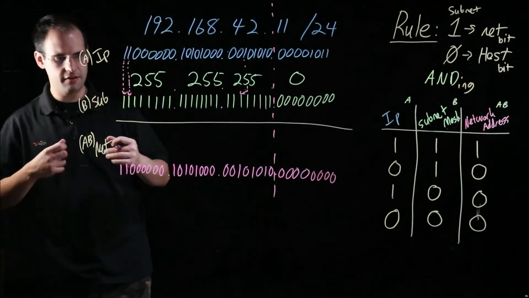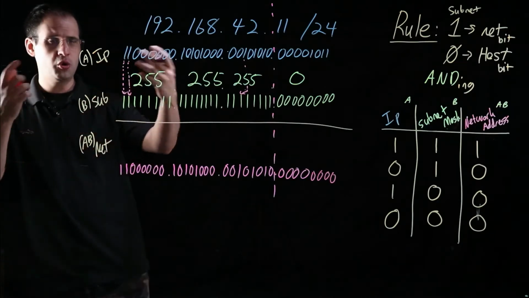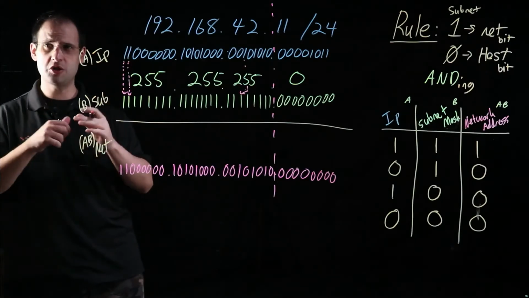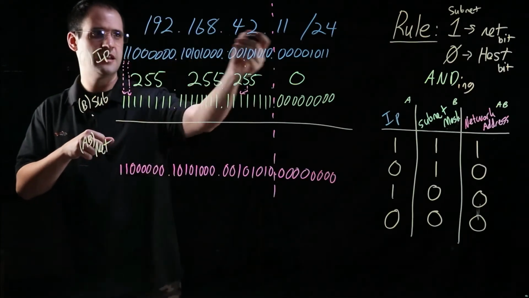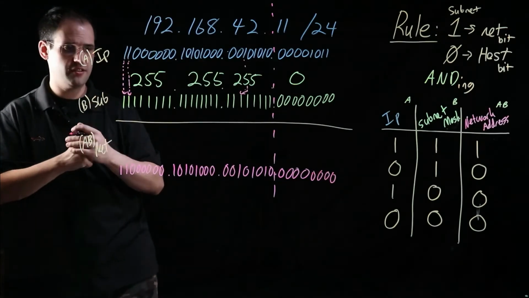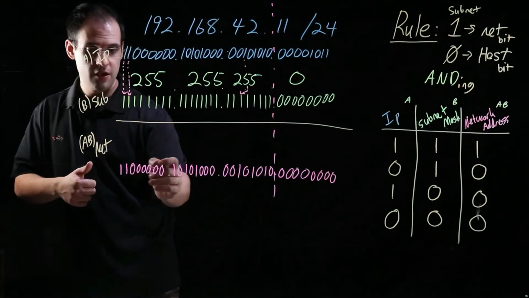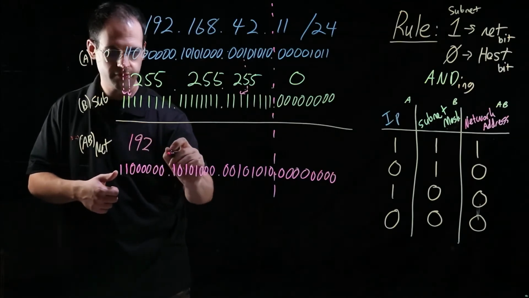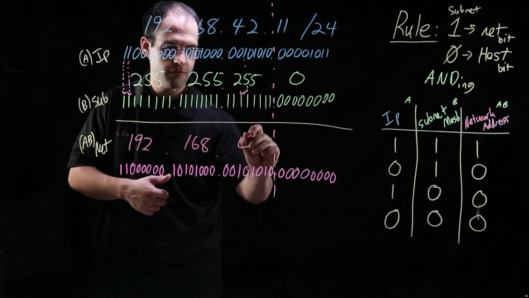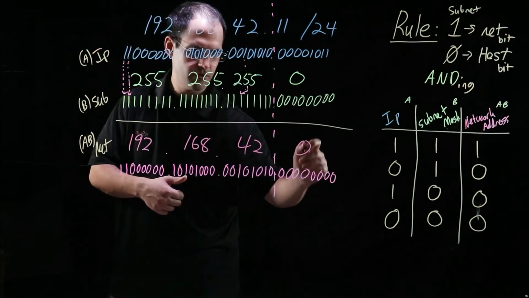Now we have the binary equivalent of the network address, the special address that represents all of my devices on the network. This address down here is the representation of all my IP addresses that exist in this network of 192.168.42.0. So what is this network? Well, you can just take this binary value and convert it to decimal, which will be 192.168.42. And it's not 11 anymore, it's all zeros, so it's 0.